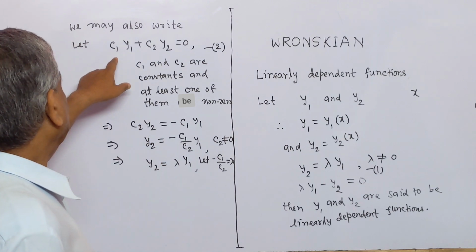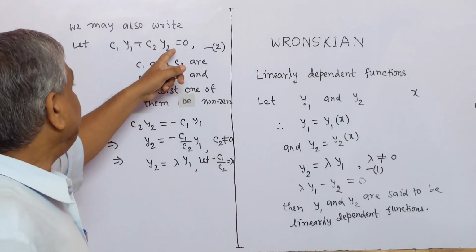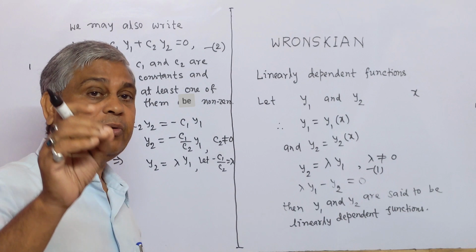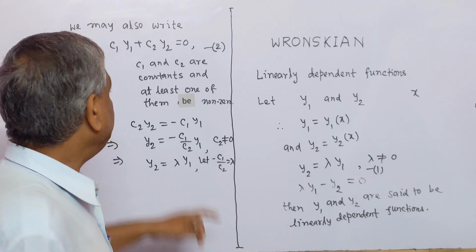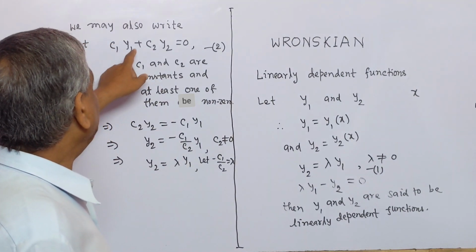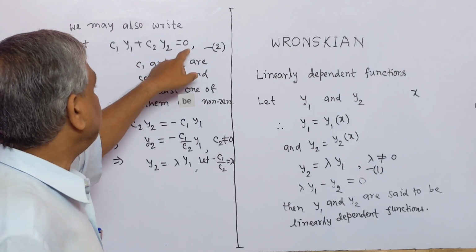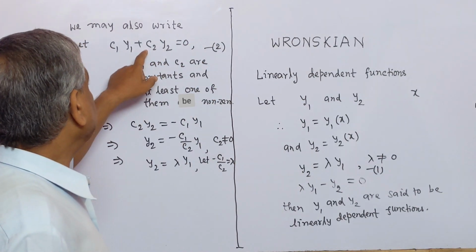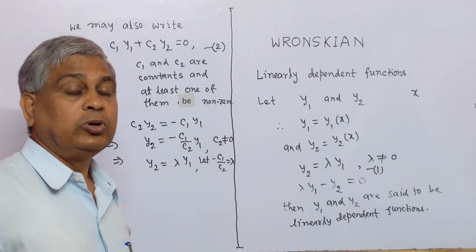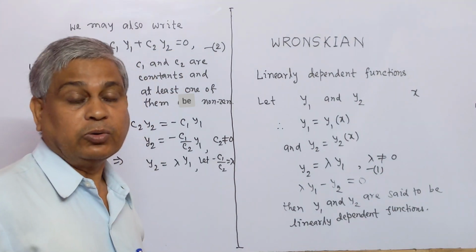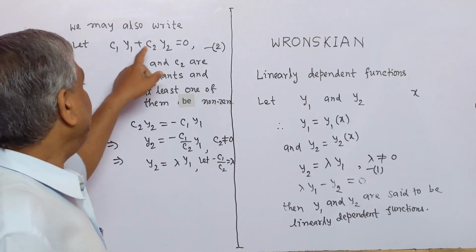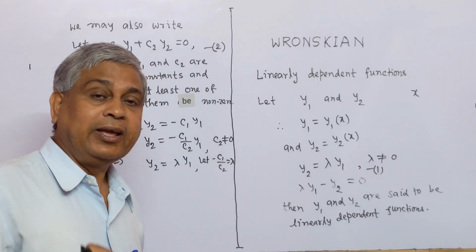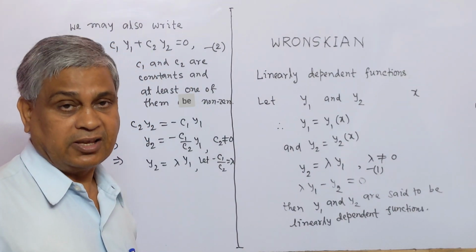Therefore, another form of linearly dependent functions y1 and y2 is: if c1 y1 plus c2 y2 equal to 0 for at least one of c1 and c2 non-zero, then y1 and y2 are linearly dependent functions.